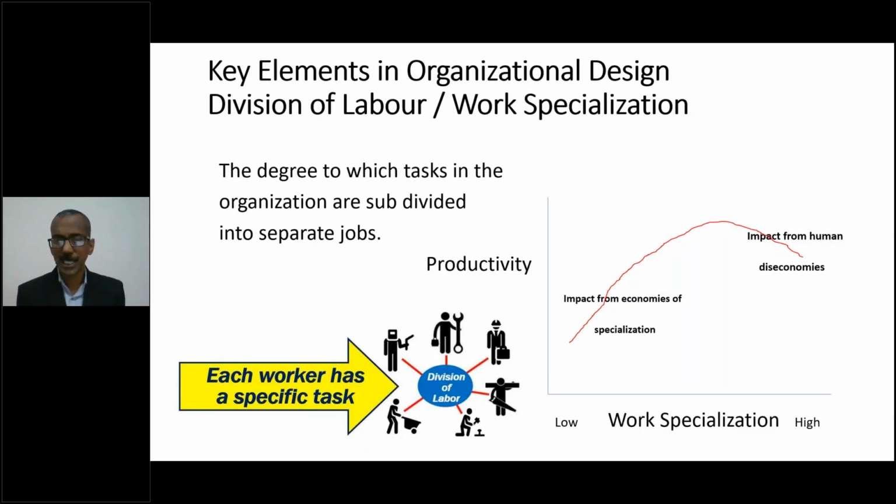As I said, there are six key elements in designing structure. We take them up one by one. First, we start with division of labor, also called work specialization. What is division of labor? The degree to which tasks in the organization are subdivided into separate jobs. So people do not perform the entire activity, but they specialize in a specific part of that activity. For example, I am working in GRG School of Management Studies, MBA department. I specialize in HR. I don't teach all the subjects. So that is specialization.